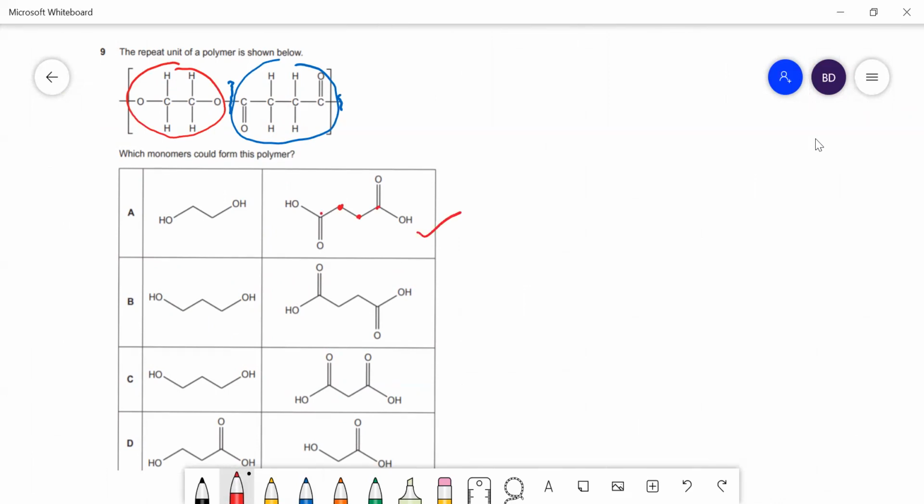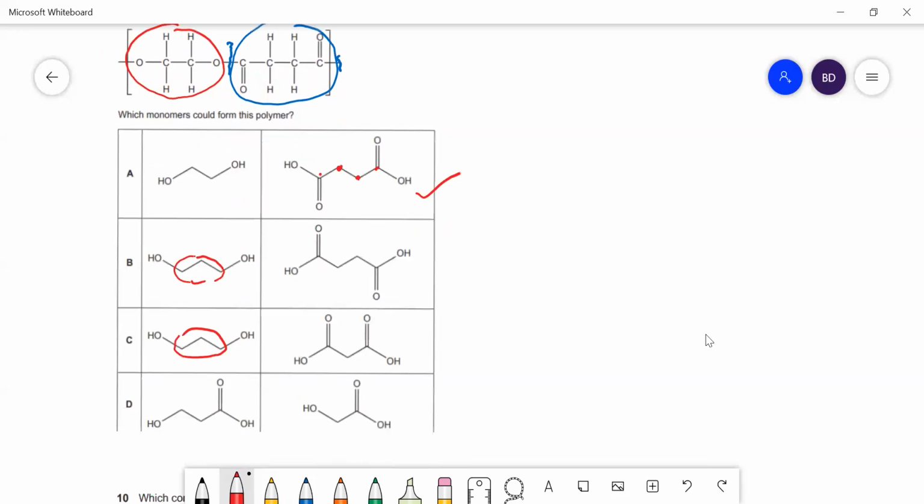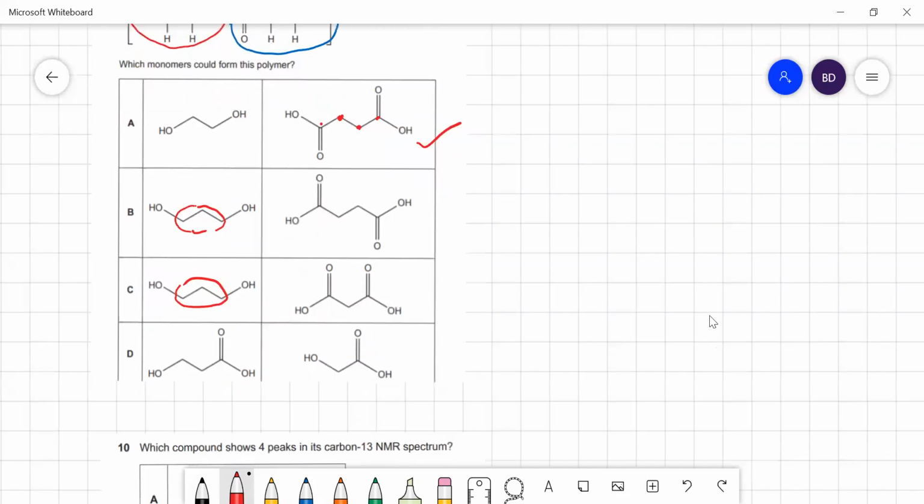B, you've got the right carboxylic acid in B. It's the same, they're just drawing it the other way around, but this alcohol's got too many carbons in it. This alcohol's got 3 carbons, so that's wrong. And D is completely wrong because it's not formed from a hydroxy carboxylic acid. It's from a dicarboxylic acid and a diol.